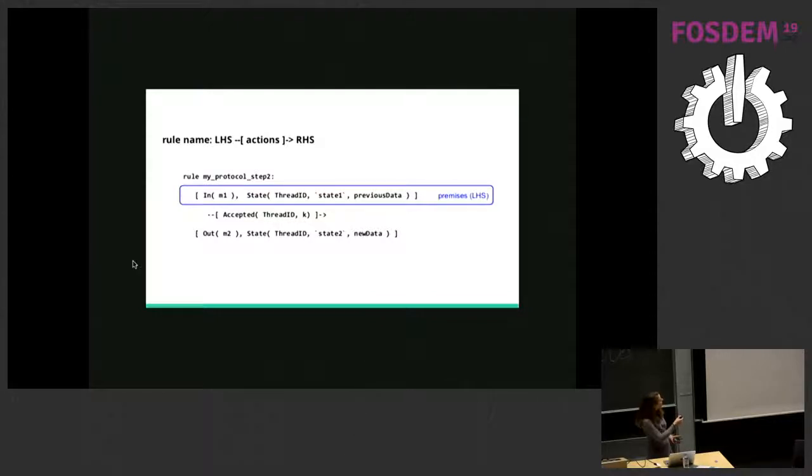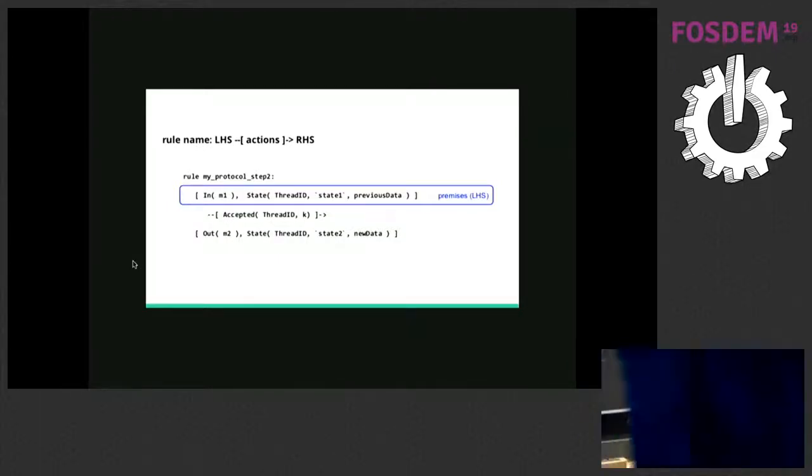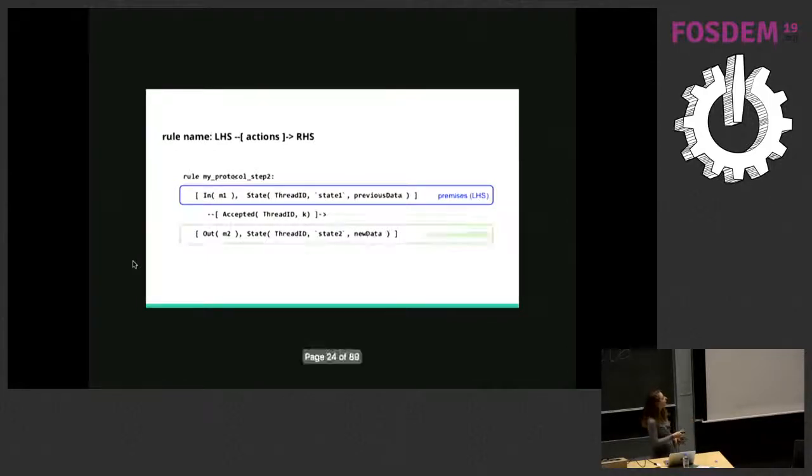So the left-hand side. In this rule, we're taking in, these things are called facts, an in-fact. This models data coming in from the network, which we assume the adversary is controlling. This is a state fact, which captures the state of the thread, which we label with this thread ID. Right? Now, this rule can only fire if a previous rule had actually produced these facts. A rule will then spit out conclusions. This is the right-hand side.